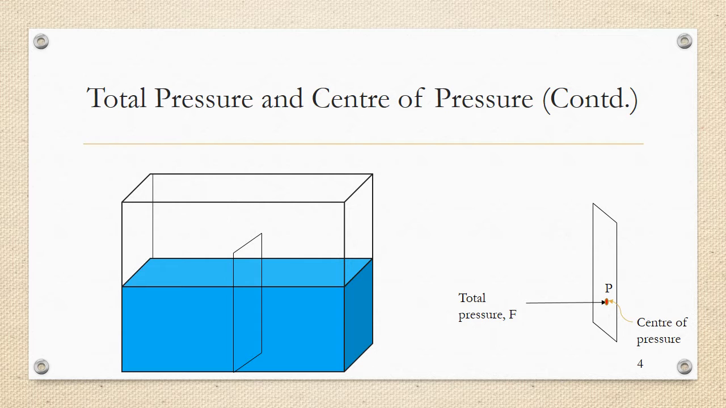Now, if this point P was actually shown in this three-dimensional figure, this point P would be somewhere over here. And the distance of this point P, the center of pressure, from the free surface is denoted by the distance h star. The distance of the center of pressure from the free surface is denoted by h star.